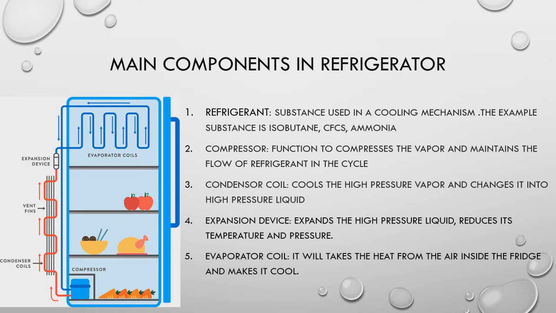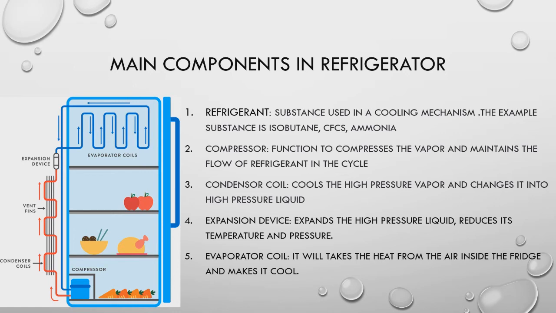Number 3, condenser coil. Condenser coil cools the high pressure vapor and changes it into high pressure liquid. Condenser coil is present outside at the back of the refrigerator. It has grill tube and looks like radiator. Its main purpose is to cool the hot and high pressure gases from the compressor.